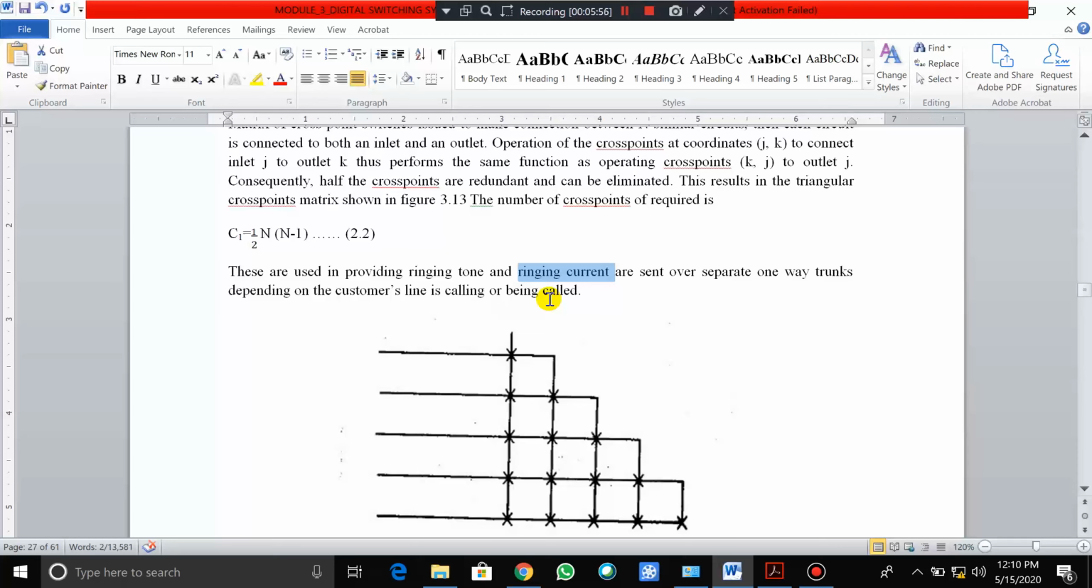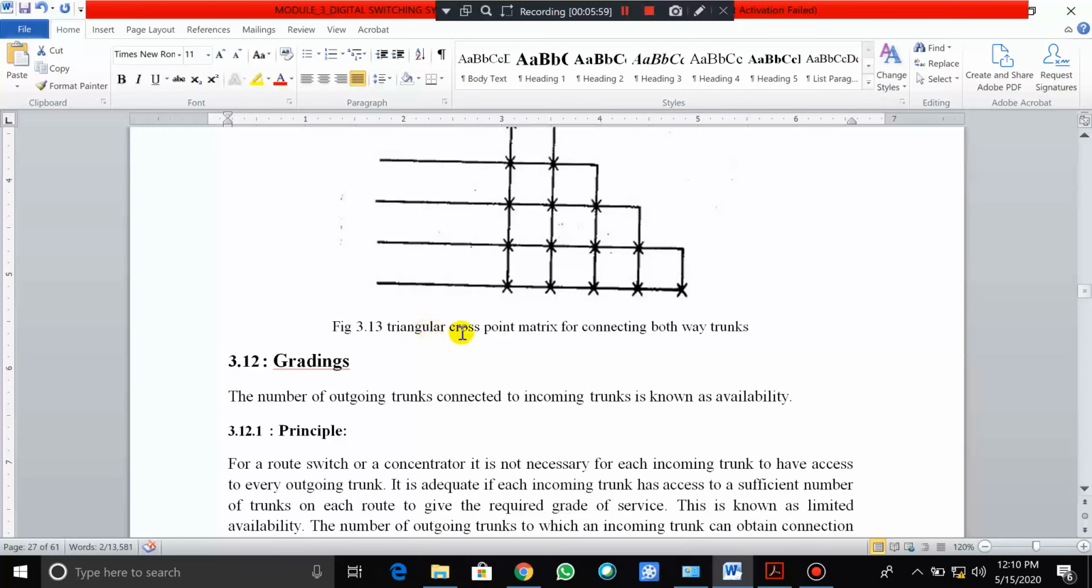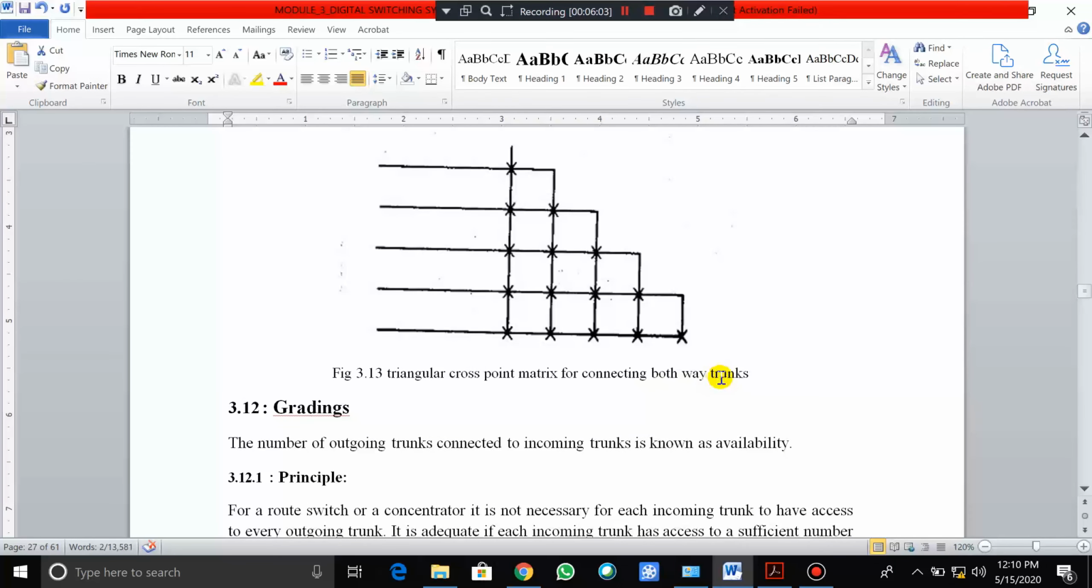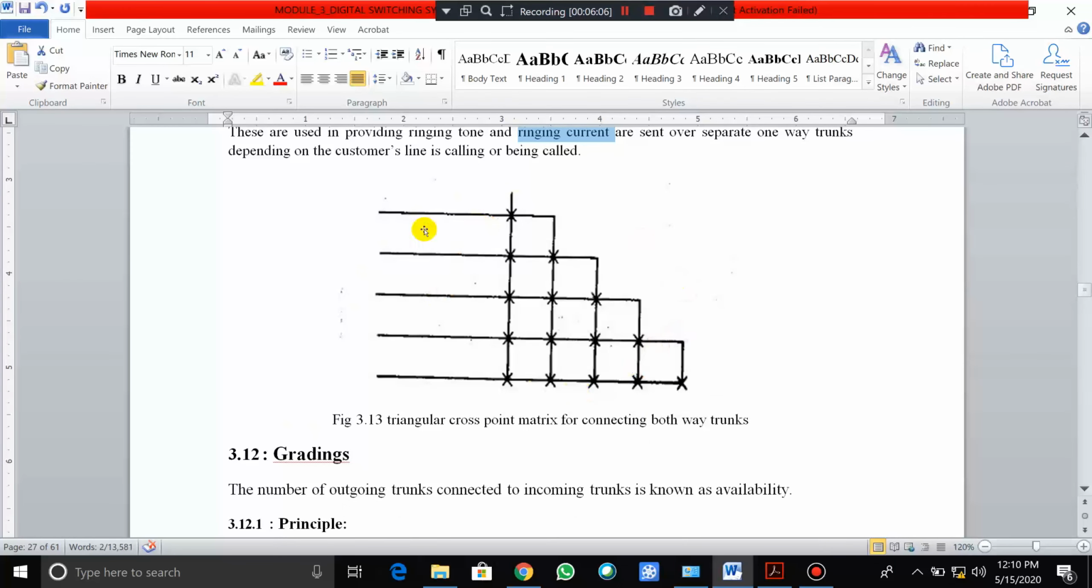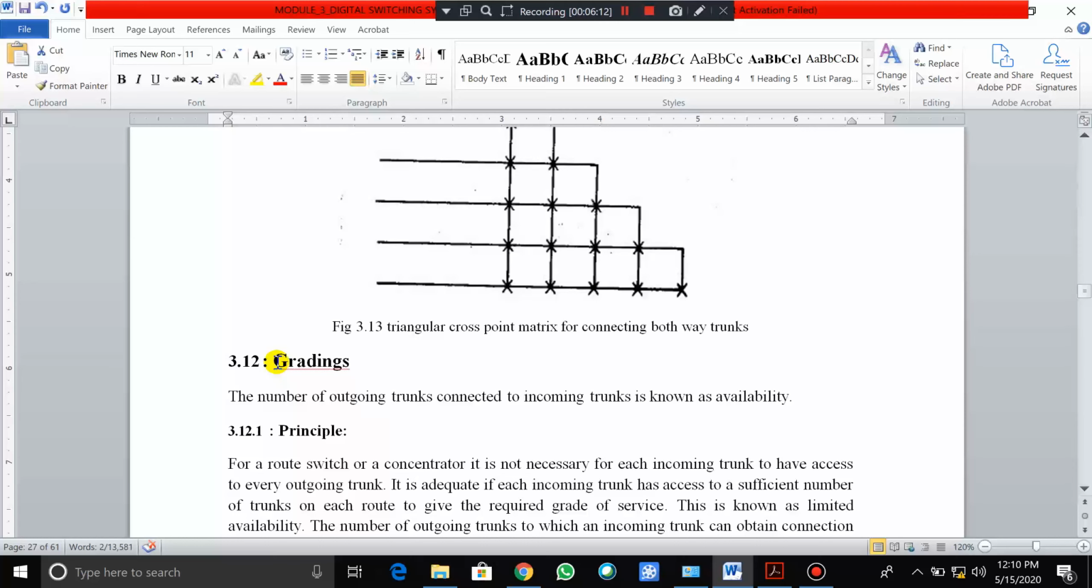Have you understood? Next, this is a triangular cross-point matrix for connecting both-way trunks. This is the representation of the triangular cross-point matrix. Next, grading.